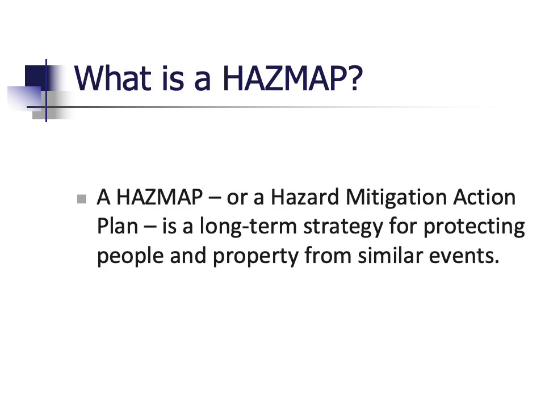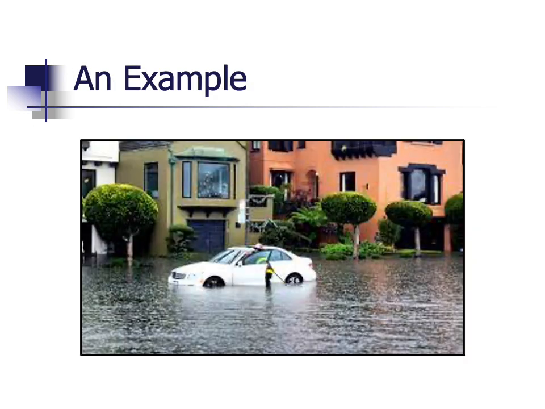To begin, a HAZMAP, or a Hazard Mitigation Action Plan, is a long-term strategy for protecting people and property from similar events in the future. An example about flooding might help us to bring this concept to life. Let's suppose that your community is frequently impacted by hurricanes and tropical storms.